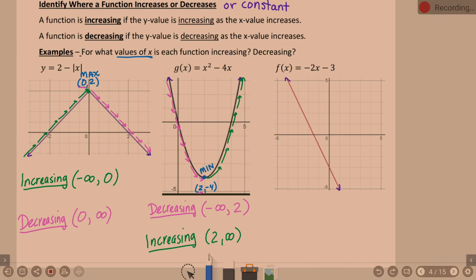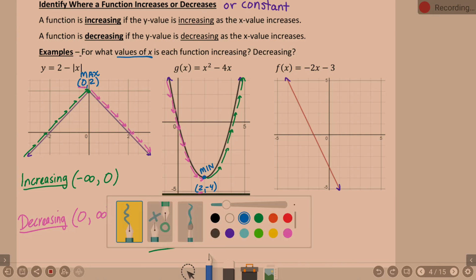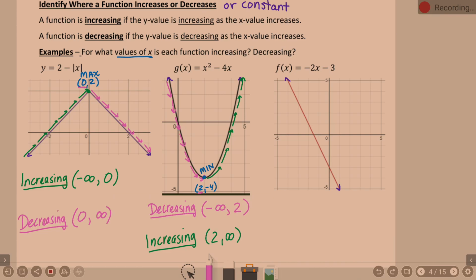Okay, one last one. I start at the left. What's my graph start doing? Going down, decreasing. When do we stop decreasing? I don't think you do. Good answer. We don't. It's decreasing the whole way. When did it start decreasing? Negative infinity. When's it going to stop decreasing? Positive infinity. So we are decreasing on the interval.